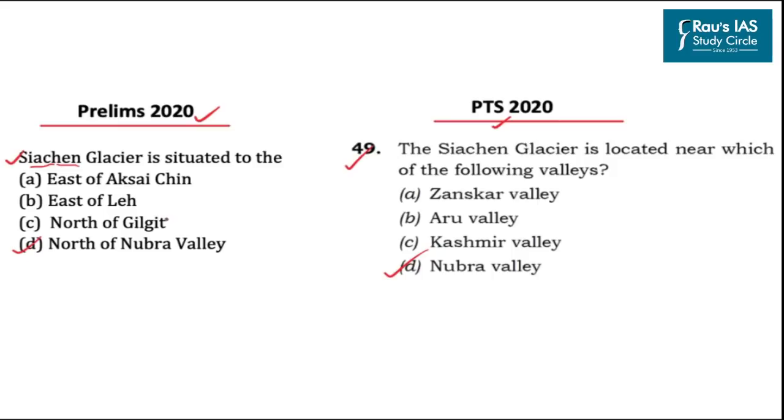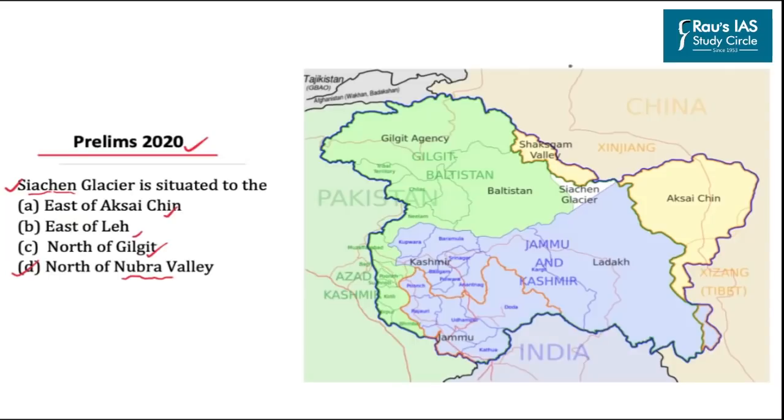But the important question is that if you don't have the right answer in your mind, could you have solved this question in the examination hall, given that you know the location of Leh, Ladakh, Aksai Chin and Gilgit? And so the answer is yes. If you are following current affairs very closely, you know that this occupied region of Ladakh is Aksai Chin. And so Siachen Glacier, being a part of India, cannot be on the eastern side of Aksai Chin because that would form the part of China.